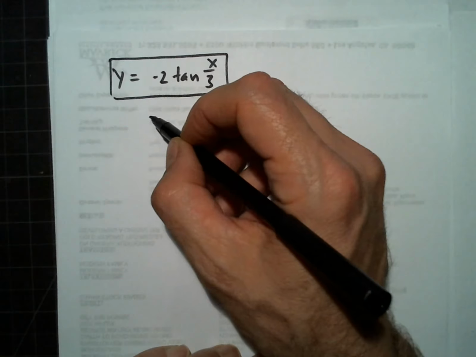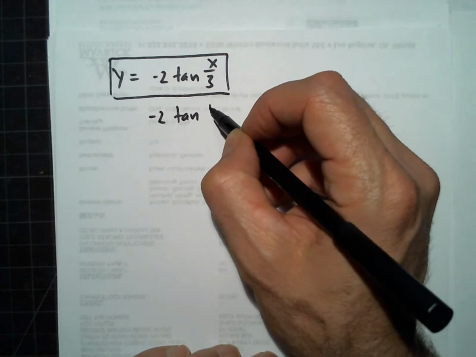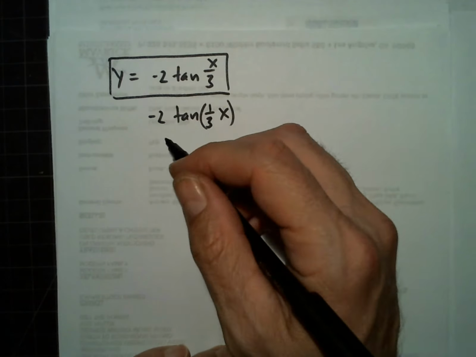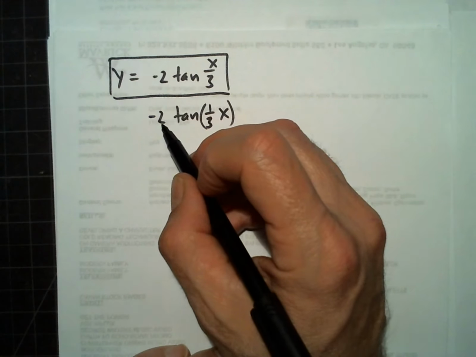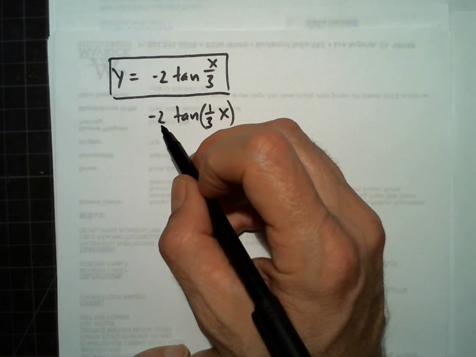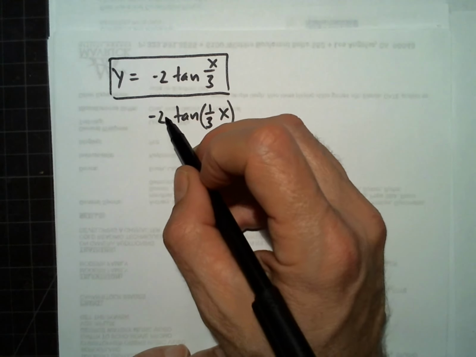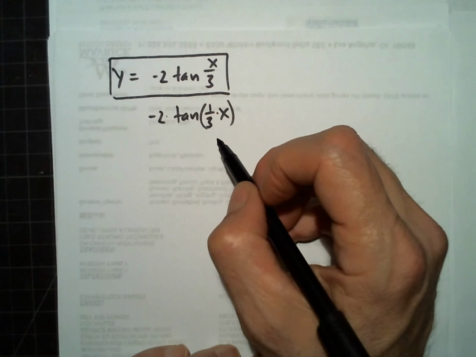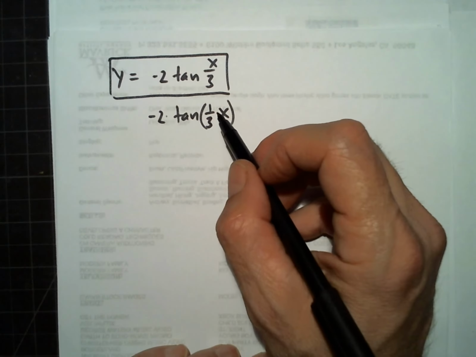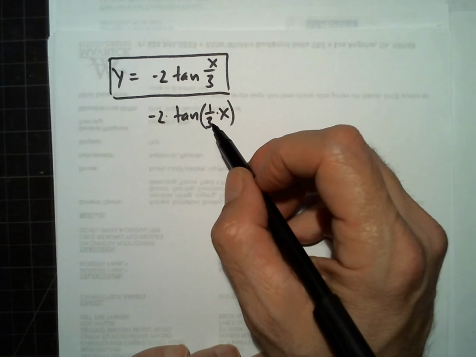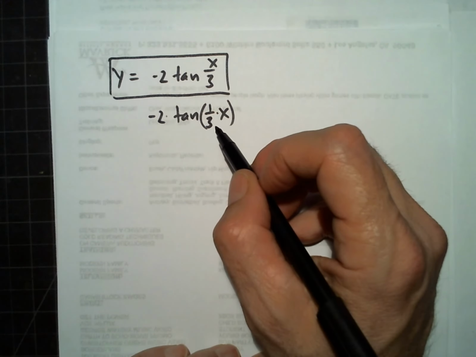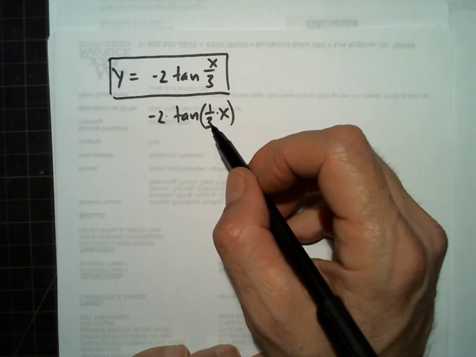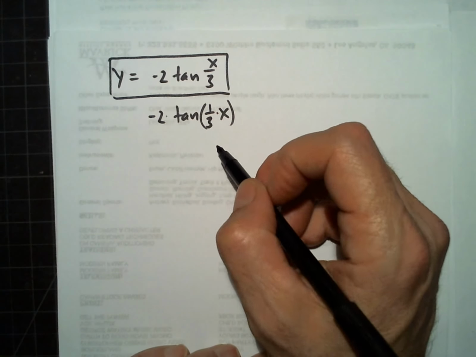All right, so remember, it might be helpful to think of it like that. And then we just look at whether it's inside or outside. This is outside, so that's a vertical change, and we're going to multiply the y values by -2. Here we're multiplying by 1/3, so we're going to do the inverse of that to all the x values. If it's an inside change, then it's a horizontal change, and we do the inverse. If you divide by 1/3, then you multiply by 3.